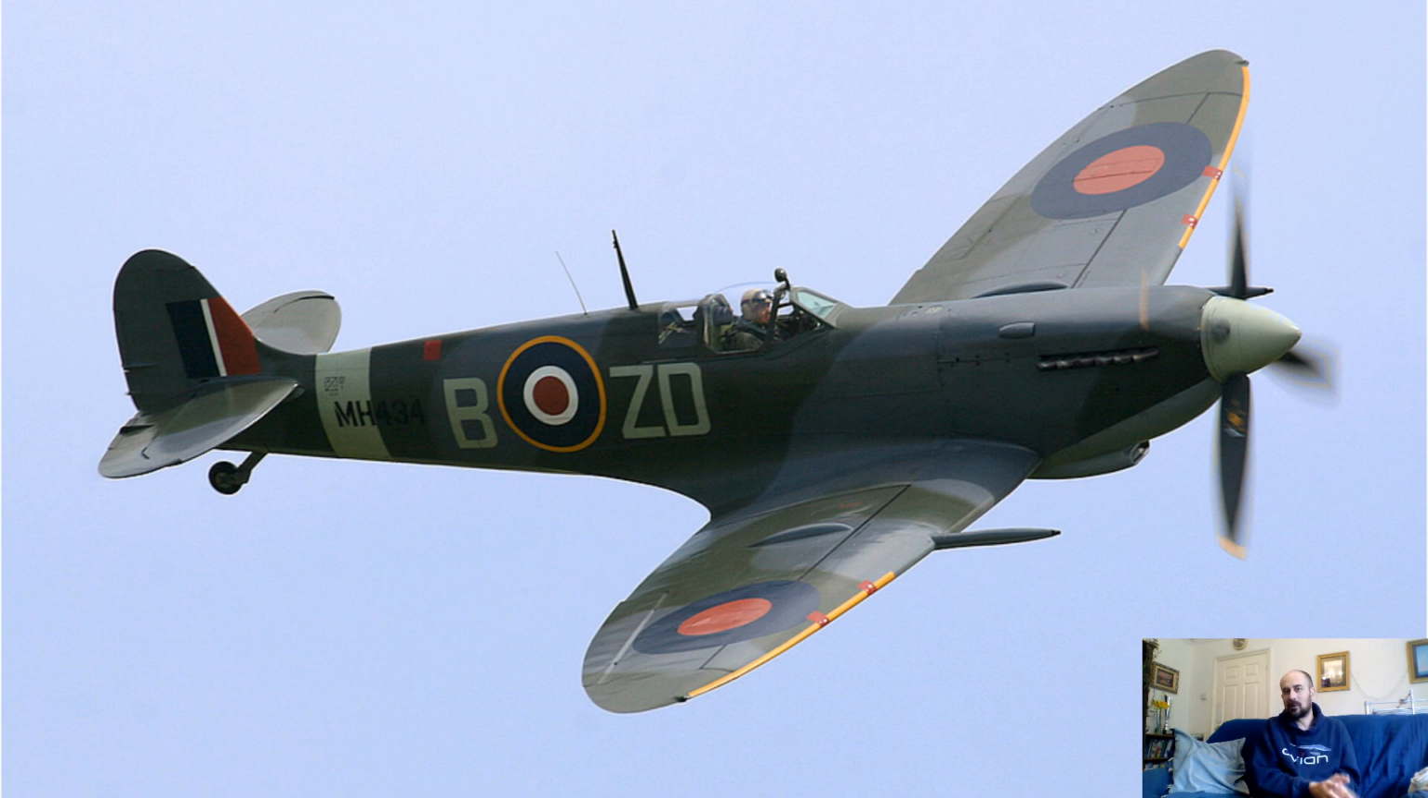Although one of the issues for the Spitfire was also that it wasn't the easiest aircraft to land, and tip stalling could be an issue with it. So again, that has its pros and cons.